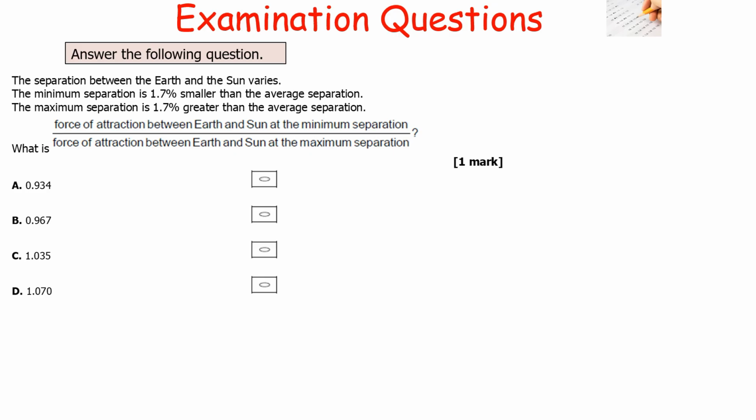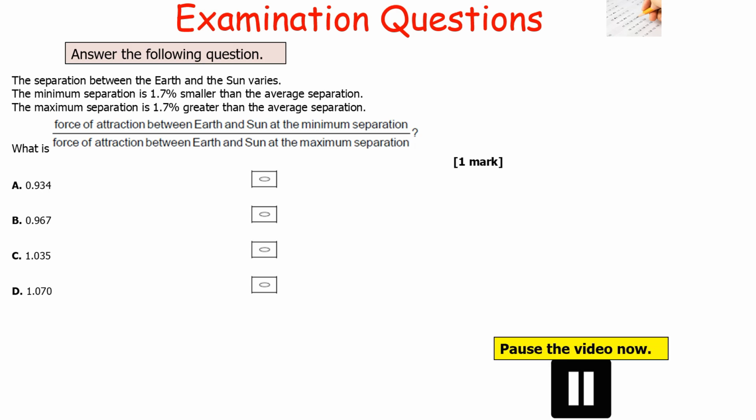The next question says, the separation between the Earth and the Sun varies. The minimum separation is 1.7% smaller than the average separation. The maximum separation is 1.7% greater than the average separation. So what is the ratio of the two forces of attraction, of the force of attraction between the Earth and the Sun at minimum and then maximum separation? So pause the video now, then unpause the video when you want to go through your answer.